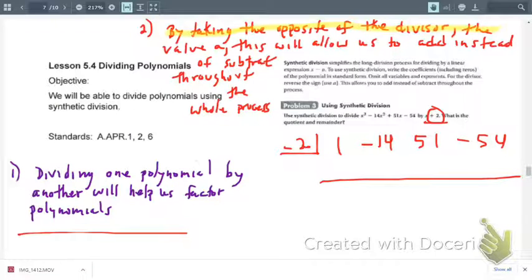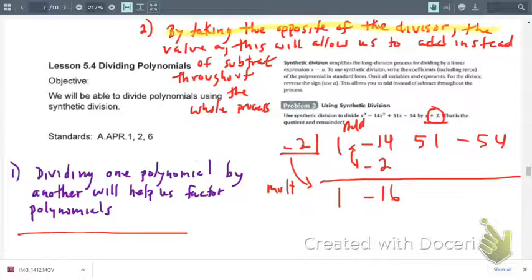Now how synthetic division works is you always bring down the first number. So it's 1. And that one, what you're going to do is multiply those two numbers together. So negative 2 times 1 gives us a negative 2. And then these numbers here, you're going to add. So negative 14 minus 2 is a negative 16.